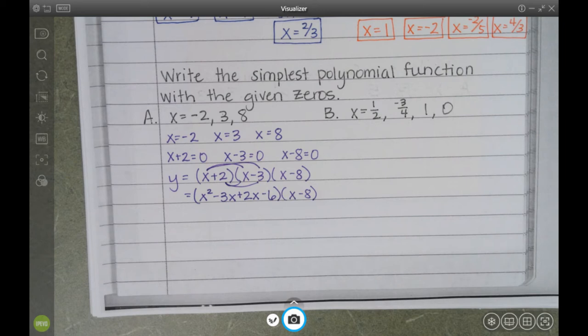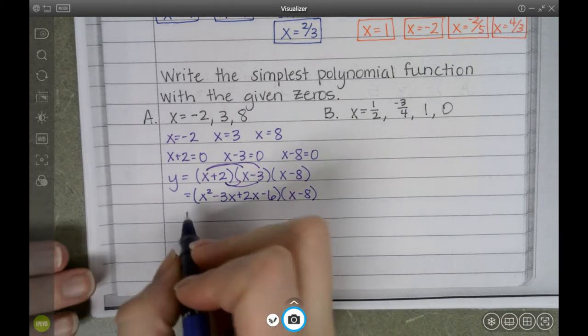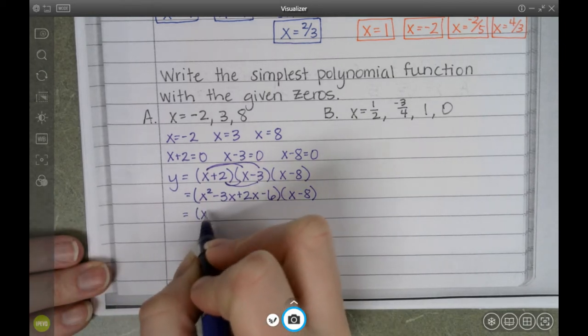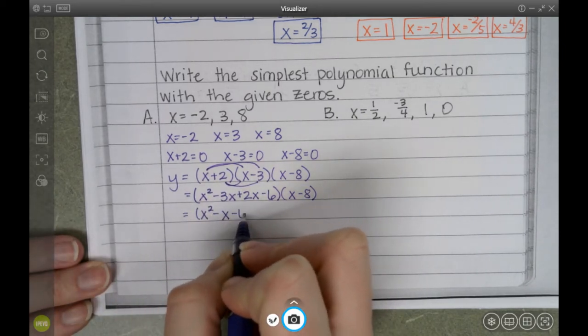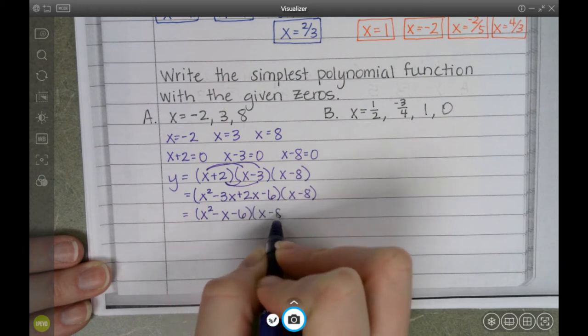If you want to, you can go ahead and distribute there, but it's easier if you combine like terms and then distribute. So x squared minus x minus 6 times x minus 8.